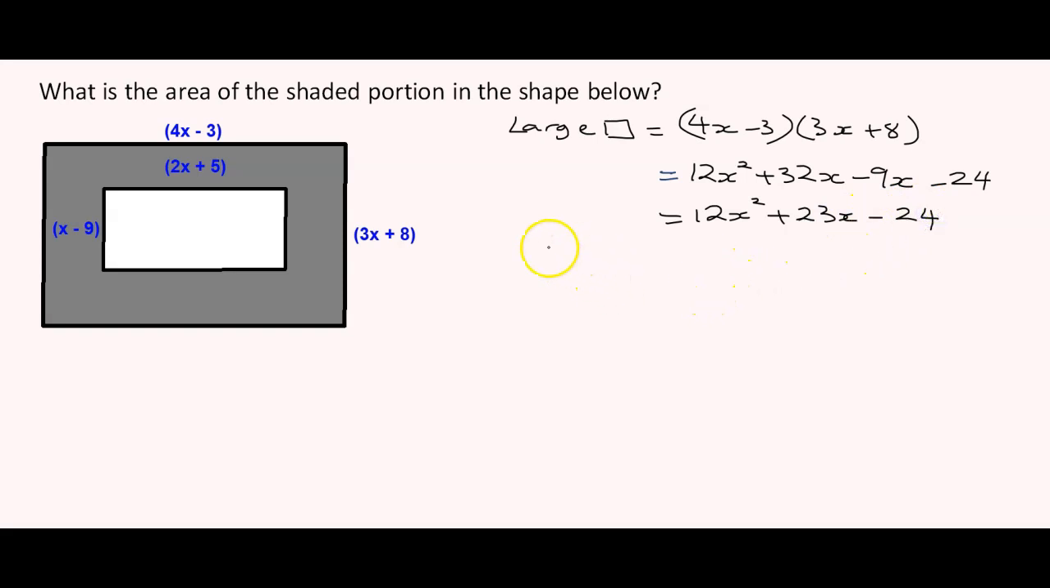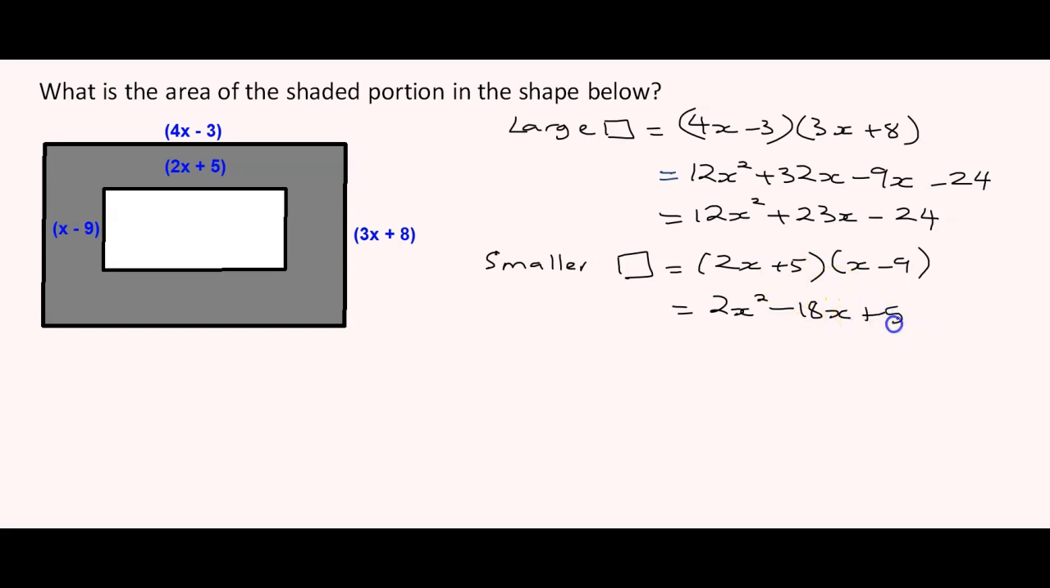So the next thing we're going to do is find the area of the smaller rectangle. So this is going to be 2x plus 5 multiplied by x minus 9. So this is going to give us 2x squared minus 18x plus 5x minus 45. So we have 2x squared minus 13x minus 45.